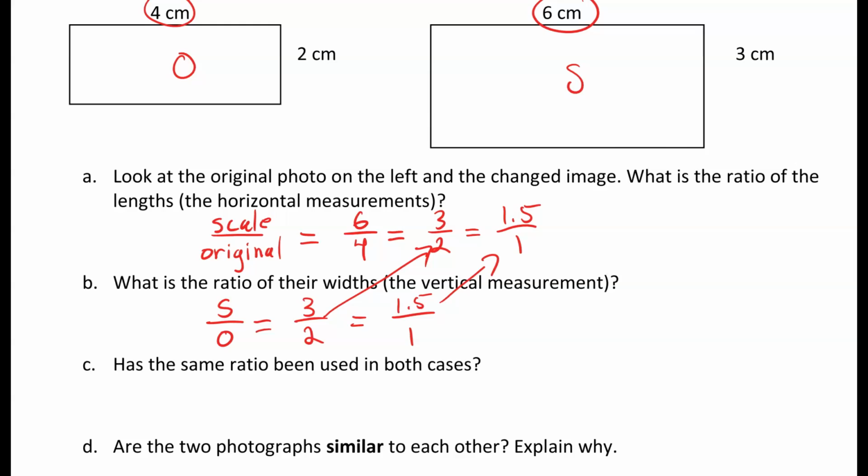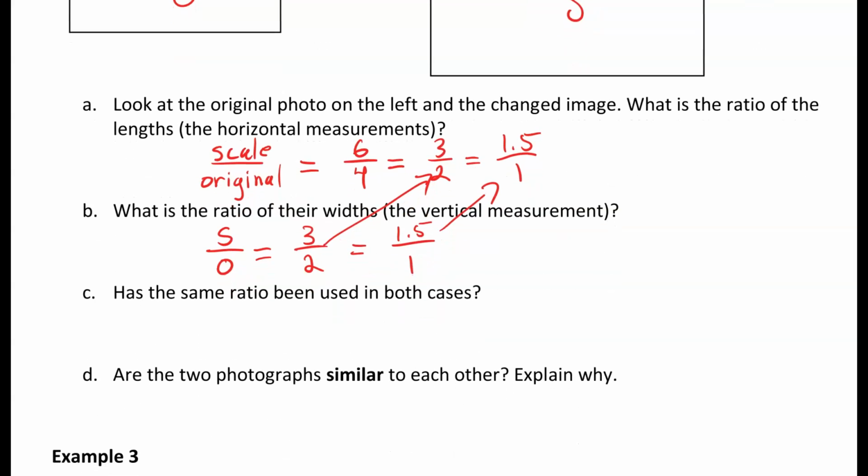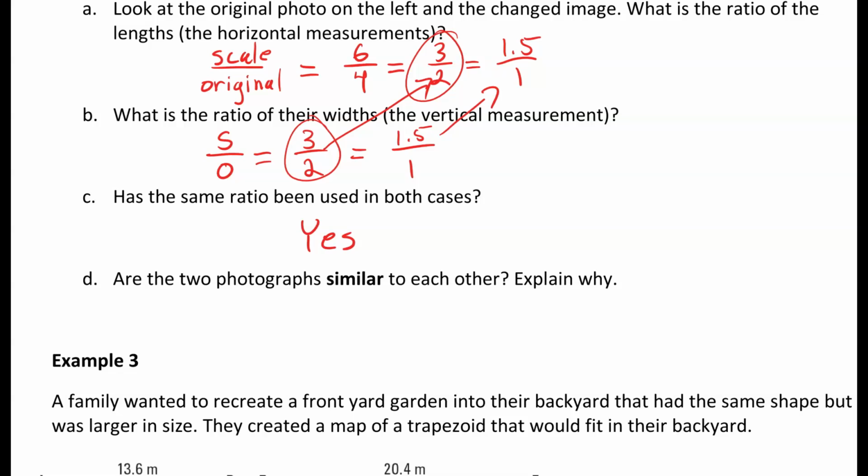So can we determine that the same ratio has been used for both cases? Yes, because if your scale factor, so this number that we found here, ends up being the same, then your scale factor is correct, and that means that you've done your ratio correctly.